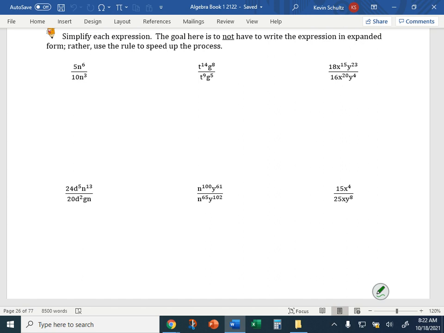Anthony, what is your question on this first one? I don't really know. So if you remember the rule, the coefficients are simplified, exponents are subtracted, base stays the same. So part of this is identifying what are my coefficients, what's my base, what are my powers. What are the coefficients here?